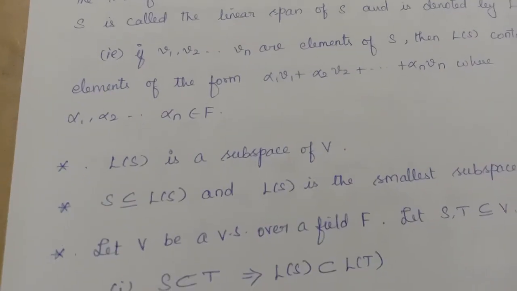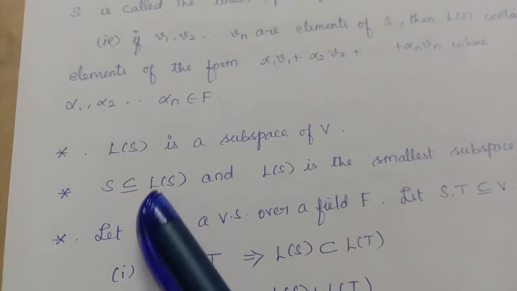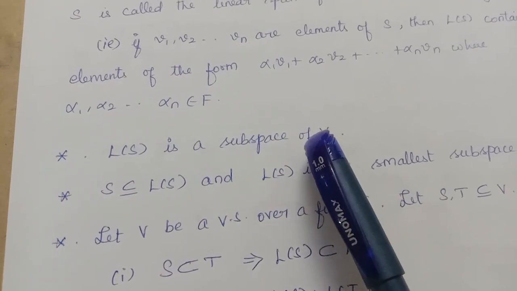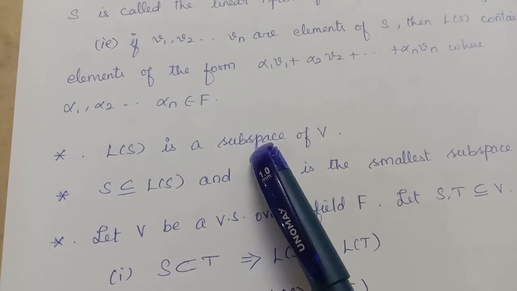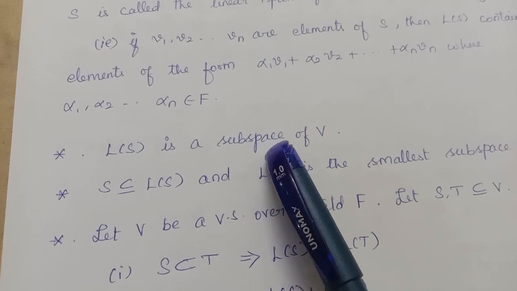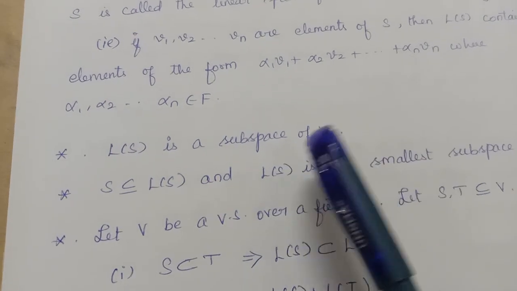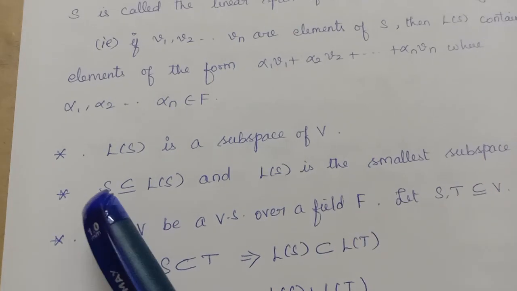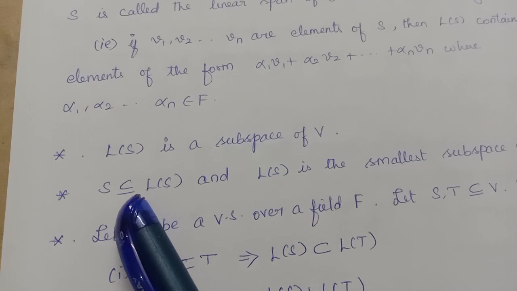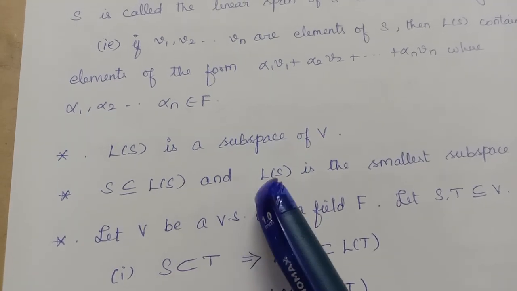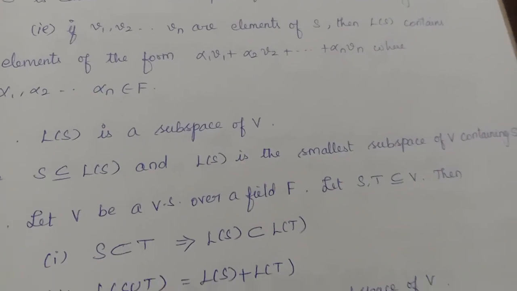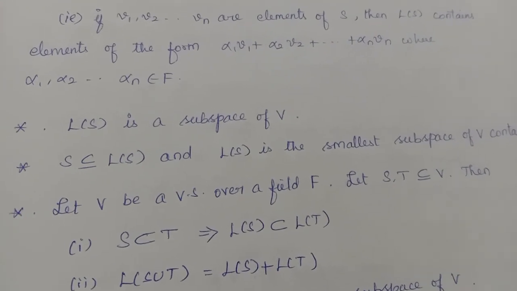Let's see some important results about span. Now, L of S is a subspace of V. What do you mean by a subspace? That is, any subset of a vector space which itself is a vector space is called a subspace. So, this L of S is always a subspace of V. And this is another important remark. S is a subset of L of S. That is, L of S is the smallest subspace of V which contains S.